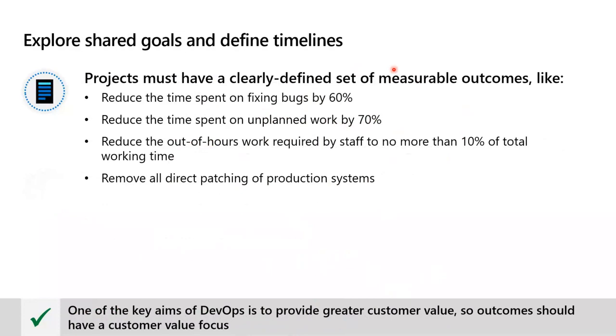This can be considered as key performance indicators. So with the key performance indicators, we will be able to evaluate between one stage or between one sprint and another to see if we definitely are optimizing our process. One of the key aims of DevOps is to provide greater customer value. So outcomes should have a customer value focus.